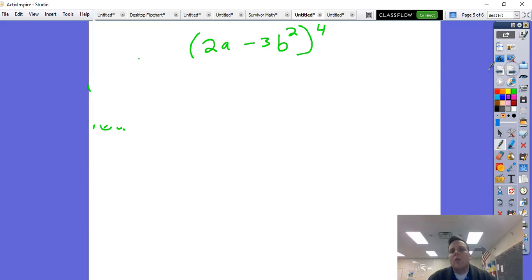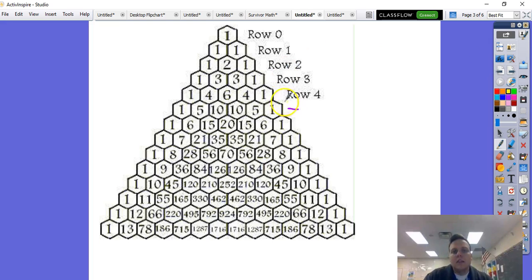Let's go on to a slightly more complicated example. This example is a little bit harder for most students. So if you struggle with it at first, don't freak out. First off, notice we're going to the 4th power. So go back to here. 4th: 1, 4, 6, 4, 1.